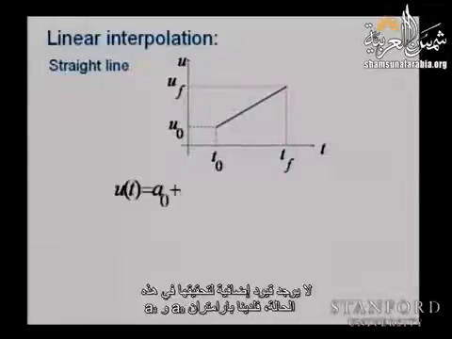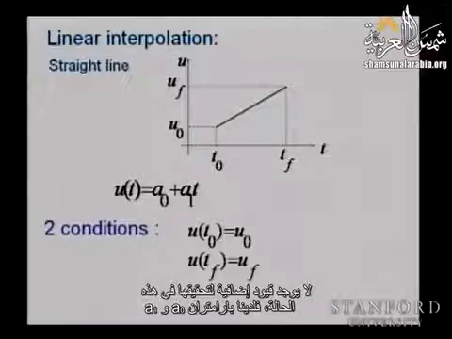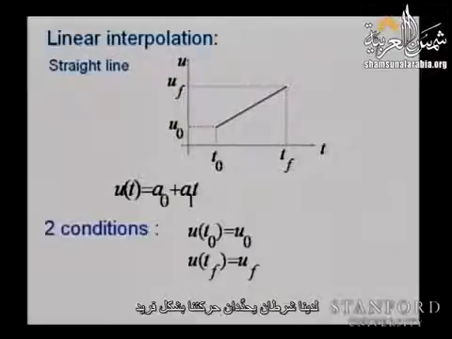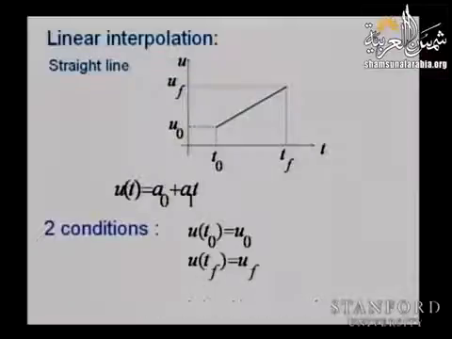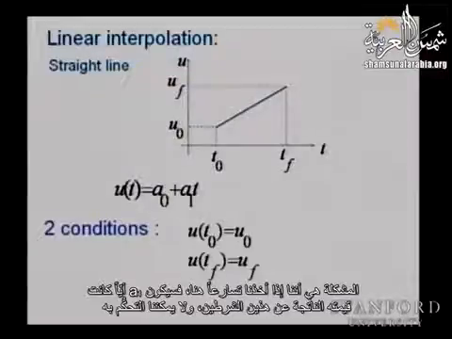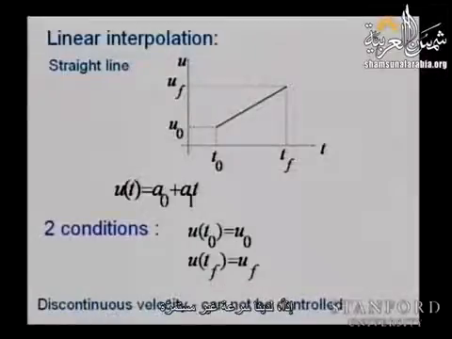There are no more conditions that we can satisfy in this case, because we have two parameters, a sub 0 and a sub 1, and we have two conditions, and that uniquely defines our motion, right? That was the problem: if we take an acceleration here, it will just be a sub 1, whatever value comes from those two conditions, and we cannot control it. So we have discontinuous velocity.